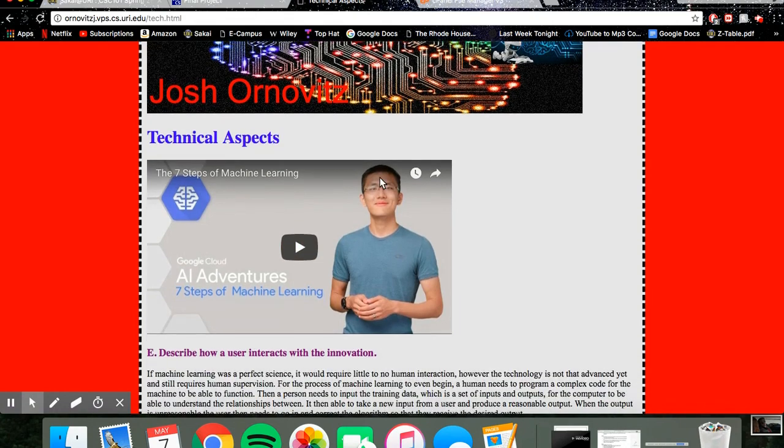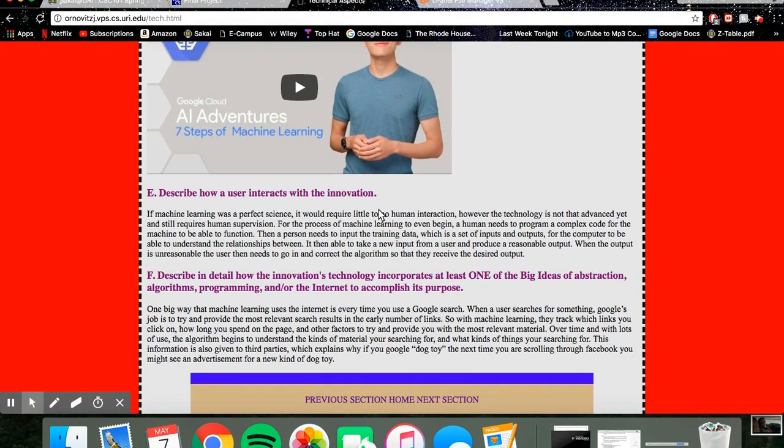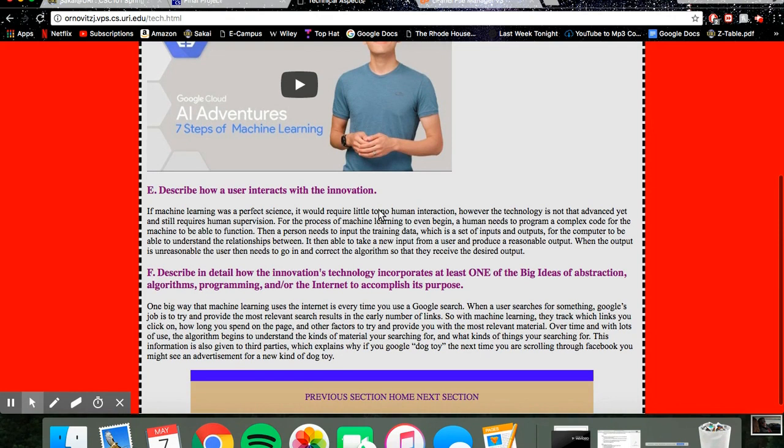Okay, and it's the technical aspects page. E, describe how a user interacts with the innovation. So ideally the user would write the code for the innovation for machine learning in the first place, and then after that they would input a set of example inputs and outputs, so the program can pick up on how that data is used and transformed and what the projected output should be. From there, the user would just have to put an input in, and the algorithm would be able to produce a reasonable output from that.